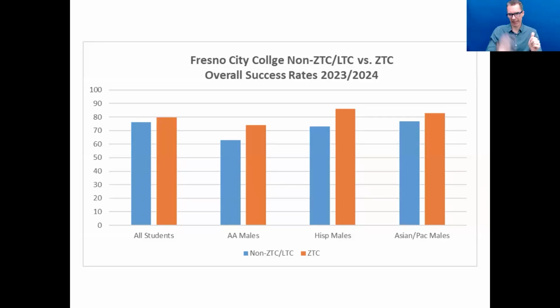I picked out these three specific demographics because our college is really focusing on improving the success rates for our males of color. So for African American males, for Hispanic males, and for Asian Pacific Islander males, you can see that there's a significant difference in the overall success rates. So if you are in a program, you're trying to improve your success rates, your completion, your GPA, your retention rates, the whole thing, this might be a strategy that you could consider exploring: adopting more ZTC and OER in your courses.